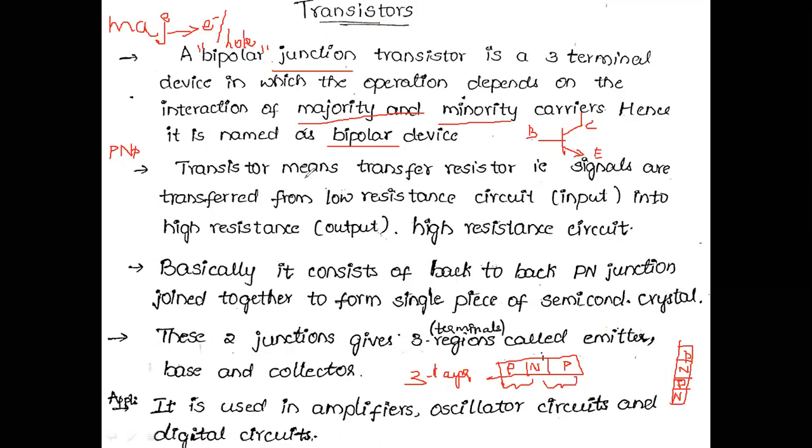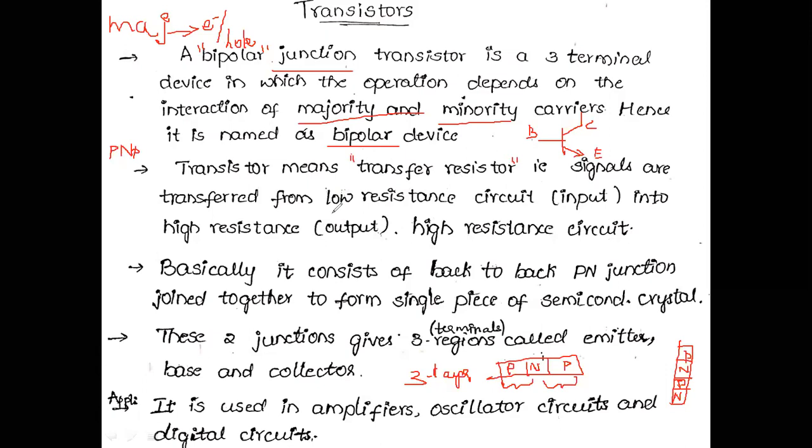And transistor means transfer of resistance. We can call this simply transfer resistor, that is signals are transferred from one level of resistance to another level of resistance. For the time being, we can tell it as transistor means transfer of resistance from one level of resistance to the another level of resistance.